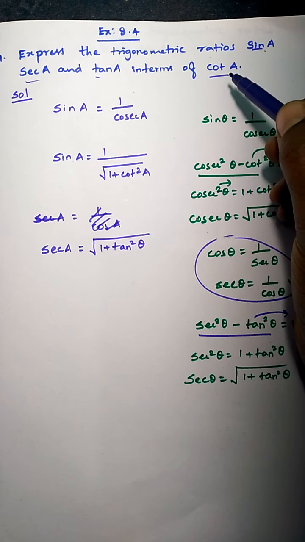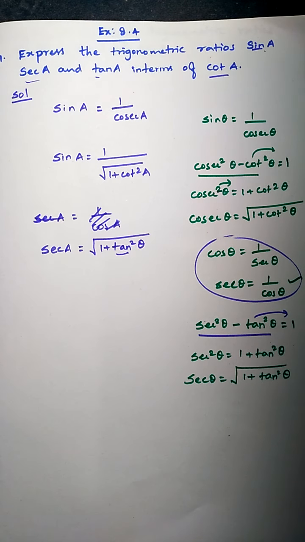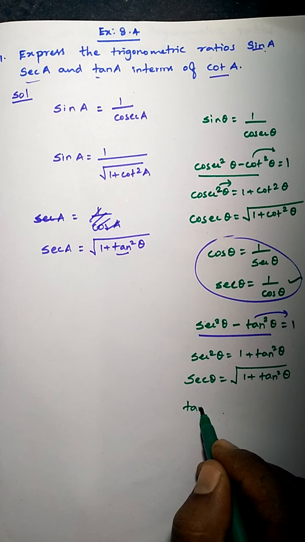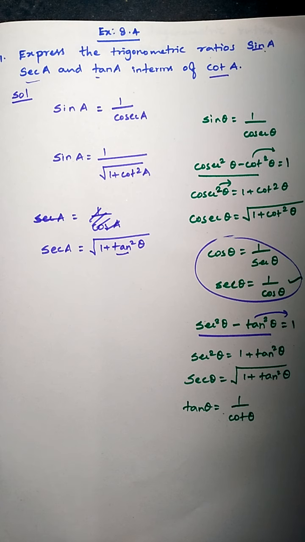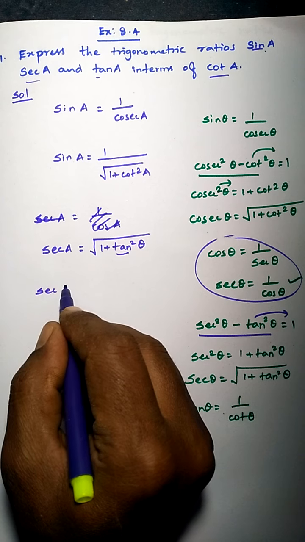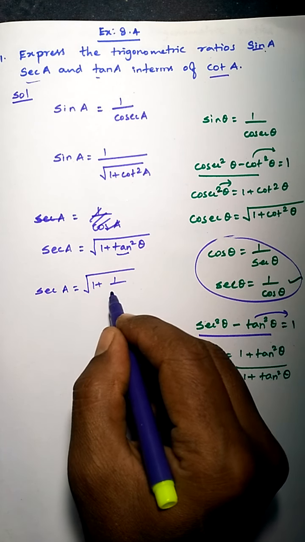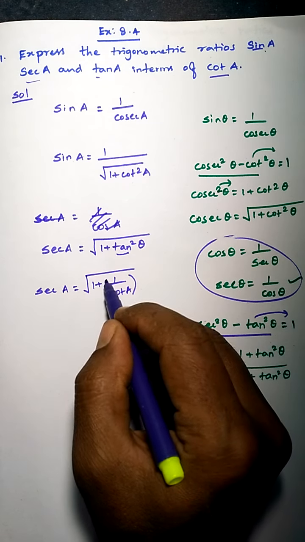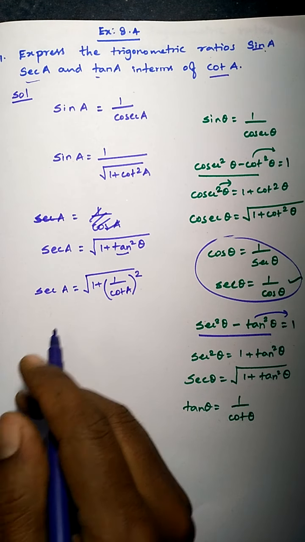Now they said we have to write the answer in terms of cot only. So we have the reciprocal formula for tan: tan theta is equal to 1 by cot theta. So shall we apply it here, instead of tan, cot? Then you will get secant A equal to the square root of 1 plus 1 by cot A, whole square. If you want to split that square root, you can split.